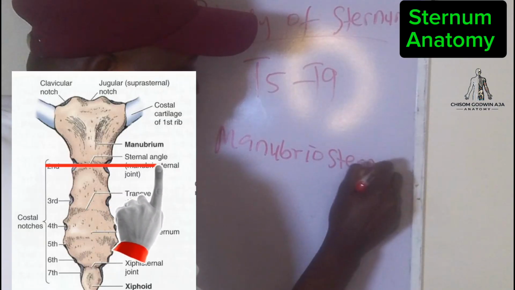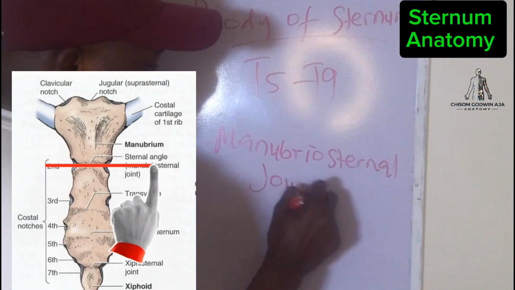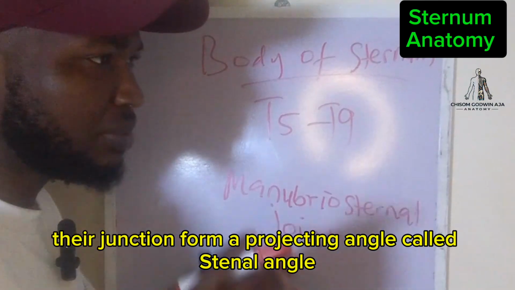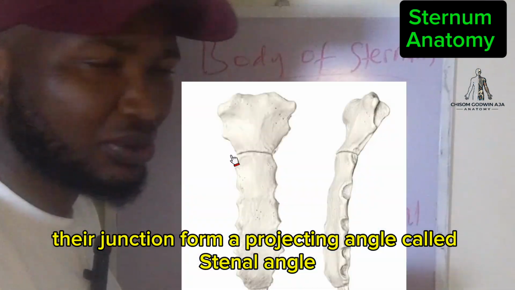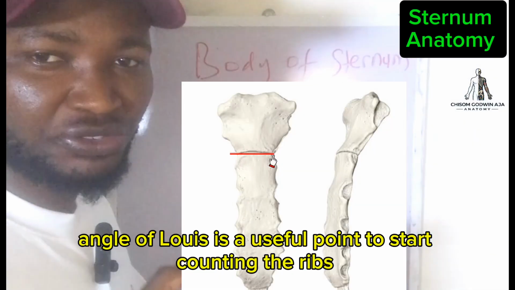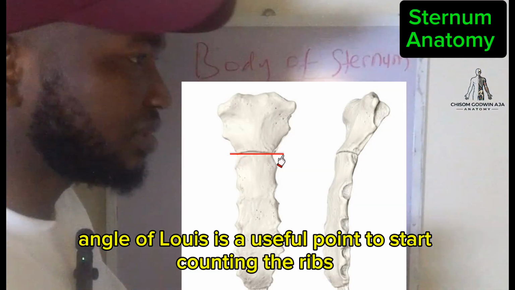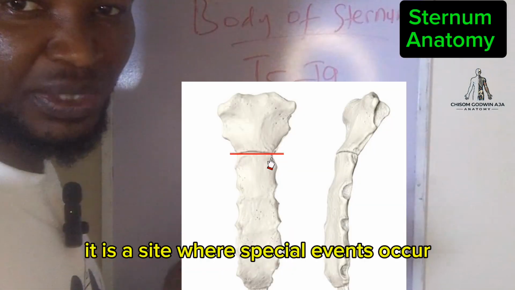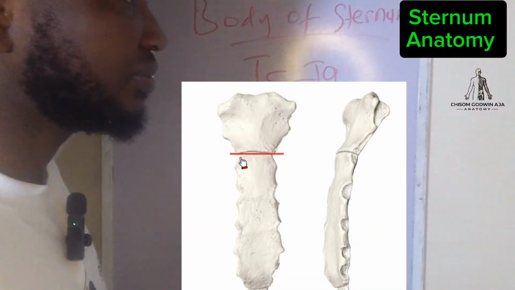manubriosternal joint. Their junction forms a projecting angle called the sternal angle or angle of Lewis. Angle of Lewis is a useful point to start counting the ribs. It is a site where special events occur.